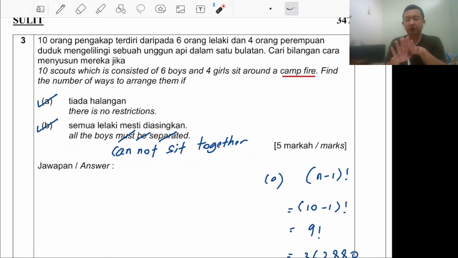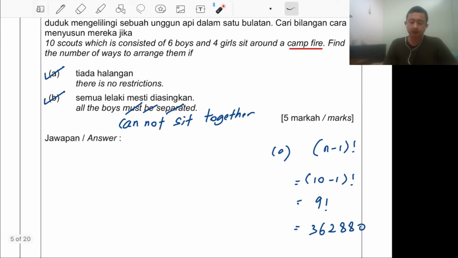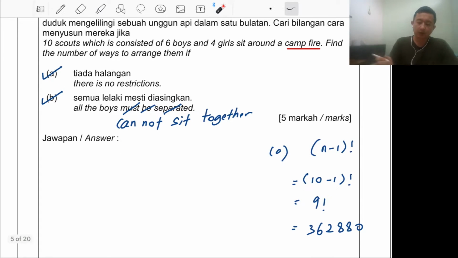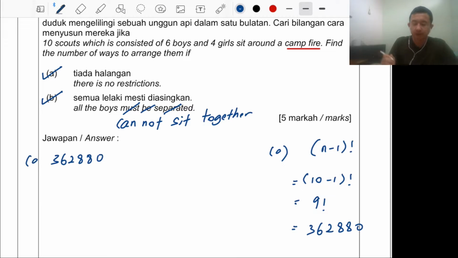So 5 boys sitting together is okay, but 6 boys sitting together cannot. All the boys cannot sit together. But 5, yes. 4 of them, yes. So I think that's how the question wanted to be. So we will have the 362880 with no restrictions. Minus the case that is opposite of it.